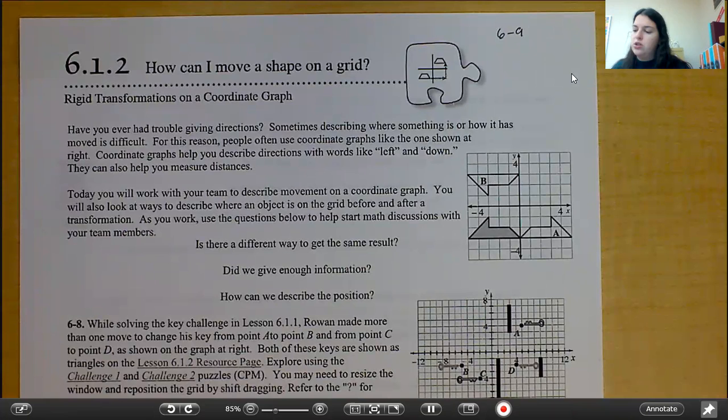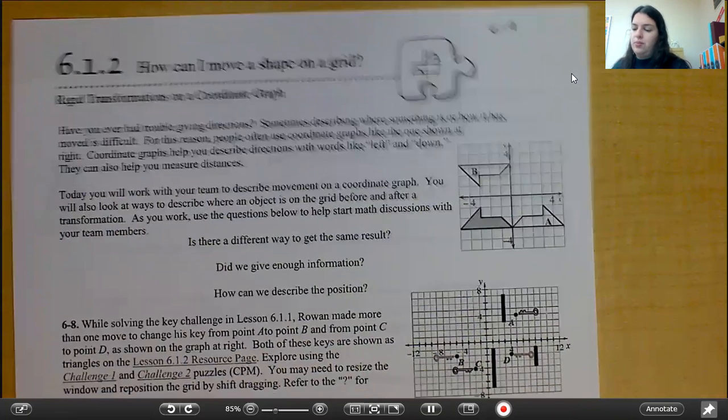As you work, use the questions below to help start math discussions with your team members. Is there a different way to get the same result? Did we give enough information? How can we describe the position? So we're going to look at problem 6-9.